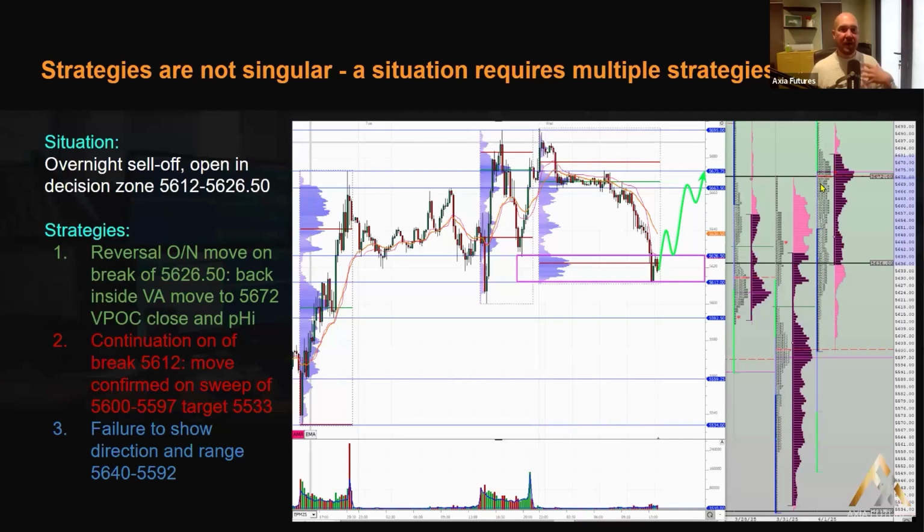Like I say, I'm not going to go into loads of detail on profile theory, but the simple idea is if you've got your close up here, you've got lots of volume up here. If you can get inside the value area, the purple area, we will get dragged up towards that. So that's the first idea.